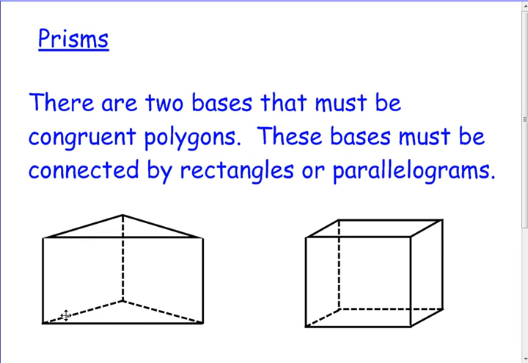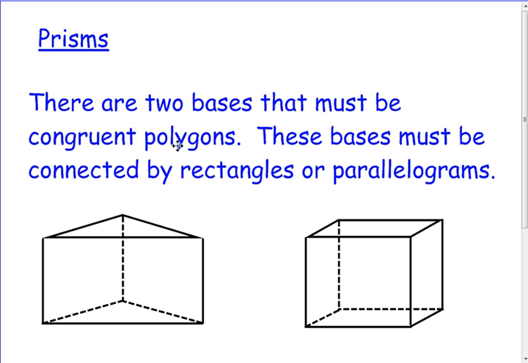Alright, in this video we're going to look at prisms: what is a prism, the different characteristics of them, and how to identify which one is and which one is not a prism. So prisms have two bases, and the two bases must be congruent polygons.